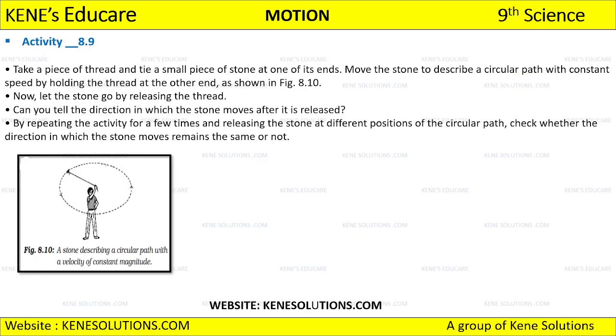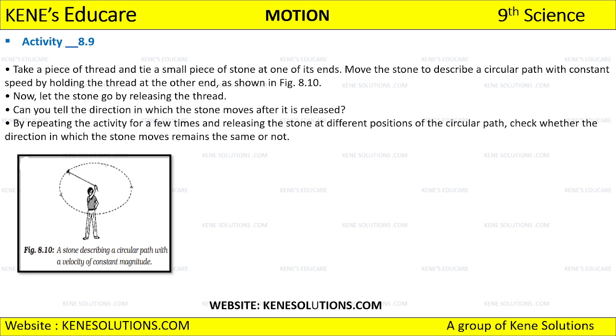After this, now we need to discuss activity 8.9 in detail. So see, what you need to do is take a piece of thread and tie a small piece of stone at one of its end. Like you can see the picture, okay? Then move the stone to describe a circular path with constant speed by holding the thread at the other end as shown in figure 8.10.